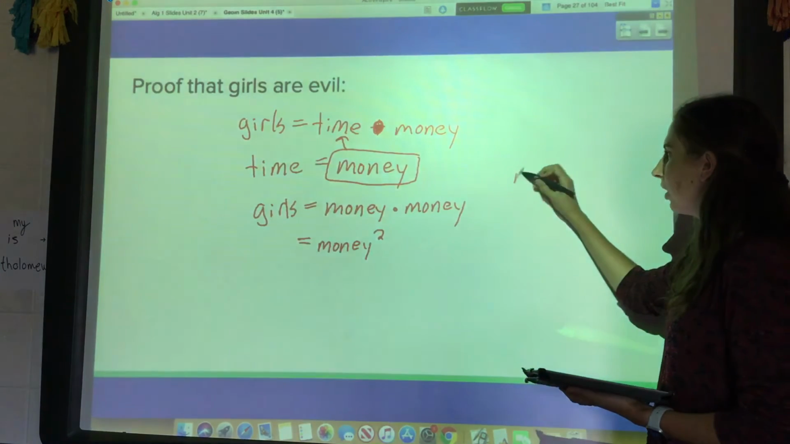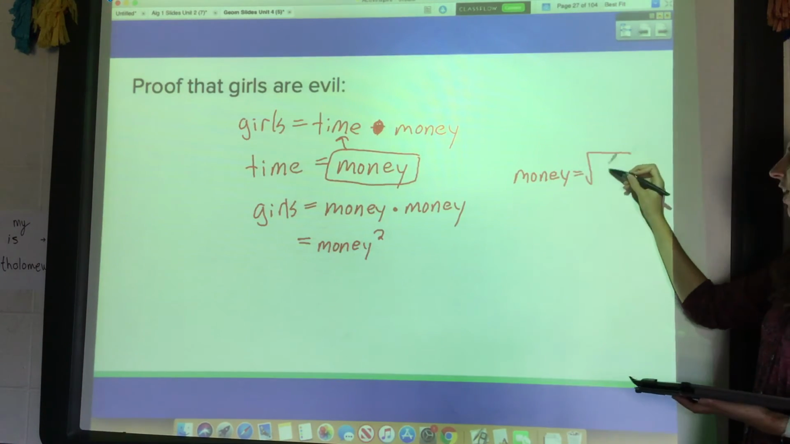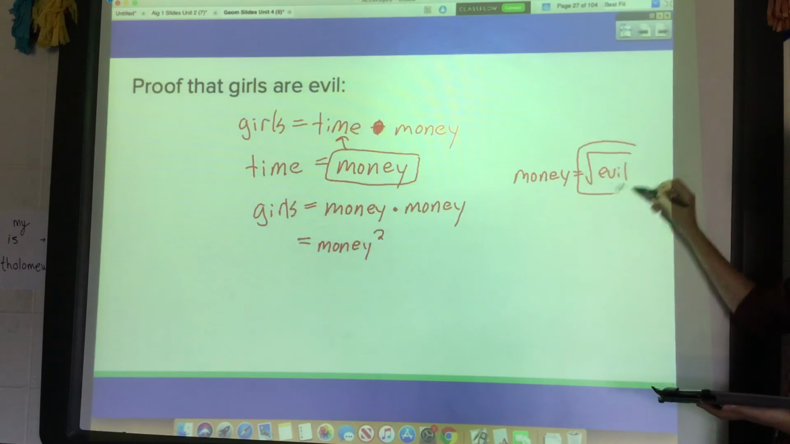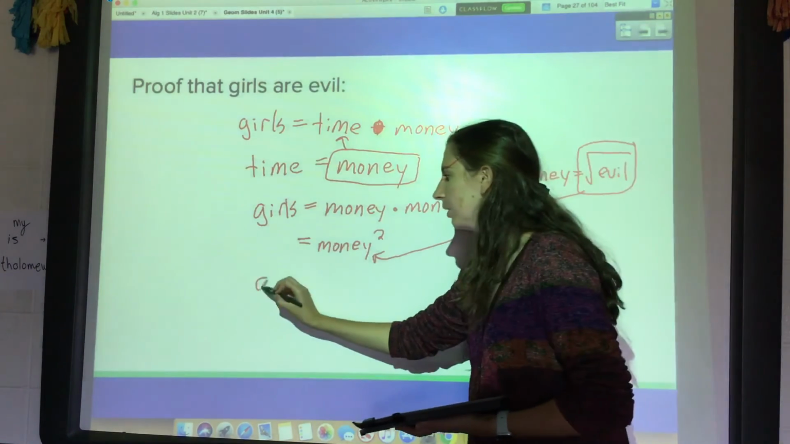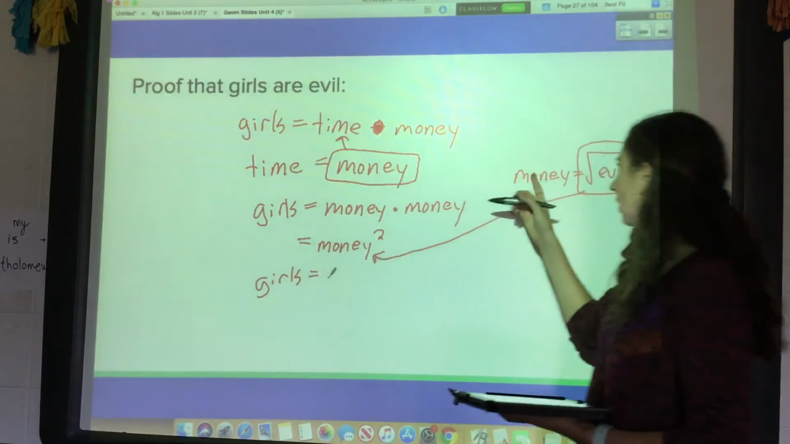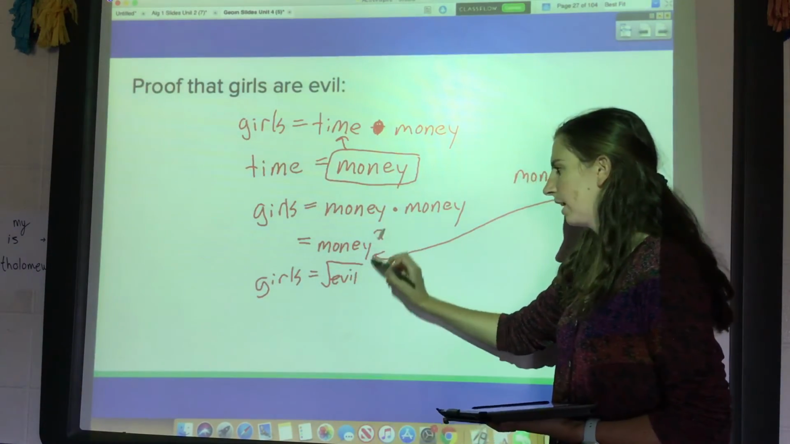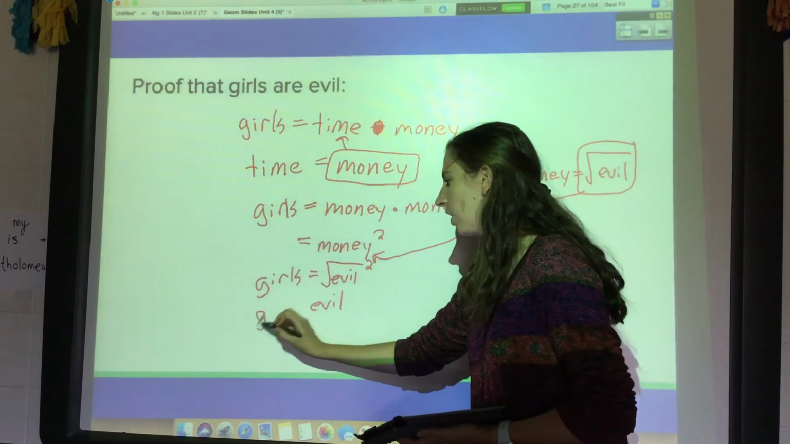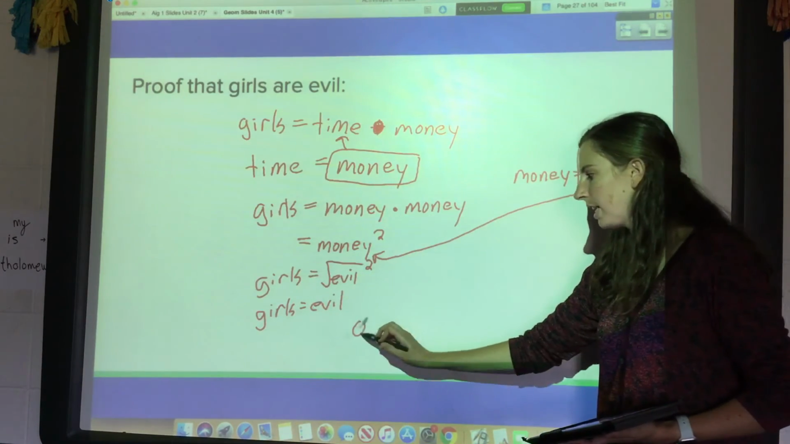Plus we also know money is the root of all evil. So if we were to substitute this in for money, we could conclude that girls equal money squared, except for money, we're going to put the square root of evil squared, which is just evil. So here we go. Girls equal evil. Boom. QED. I'm done.